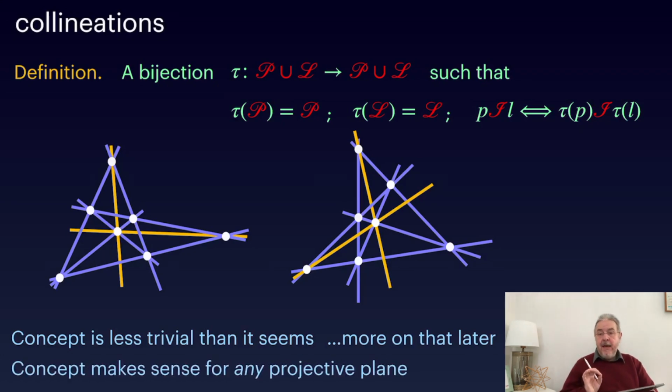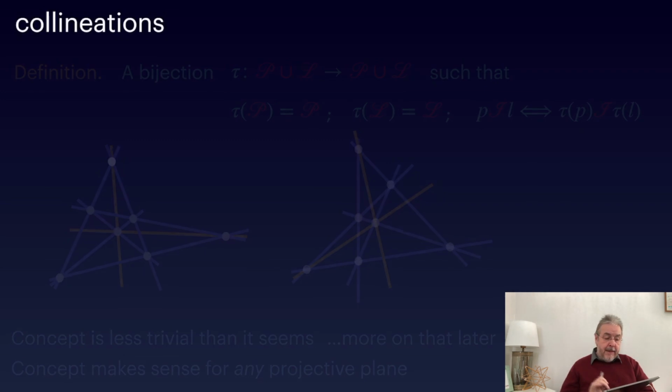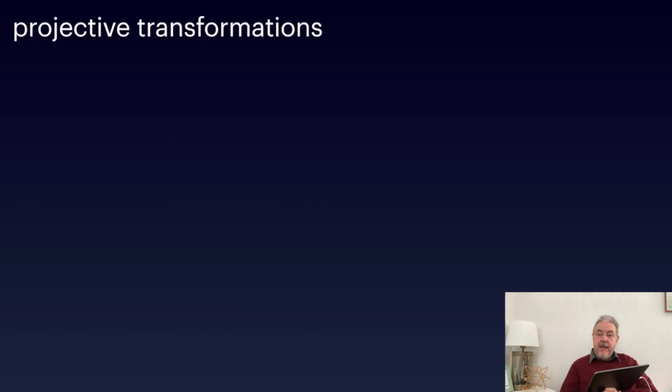But one important thing here, it is really defined for any projective plane. So no matter whether your projective plane comes from a field or it's just a purely combinatorial object, you can always speak about collineations. So for defining a collineation, you don't need a field in the background. Now we come to the concept of projective transformations. And while collineations did not need a field, projective transformations are really defined over a field.